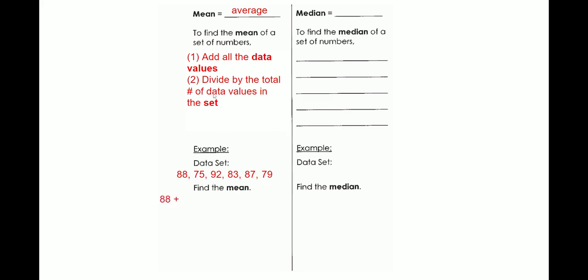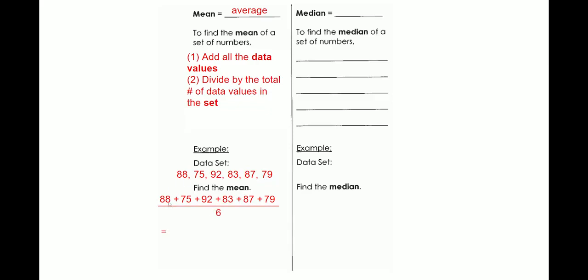What you do is you add up the data values. So these are the data values right here, or add up the numbers: 88 plus 75 plus 92 plus 83 plus 87 plus 79. And number two, you need to divide by the total number of data values in the set. This is called a data set. We need to divide by how many values there are. There are 1, 2, 3, 4, 5, 6. So we're going to divide by 6.